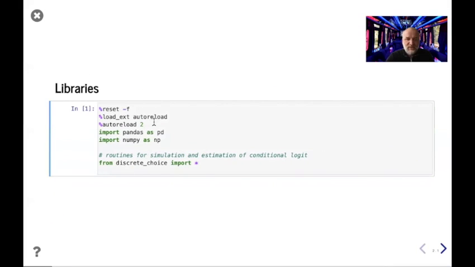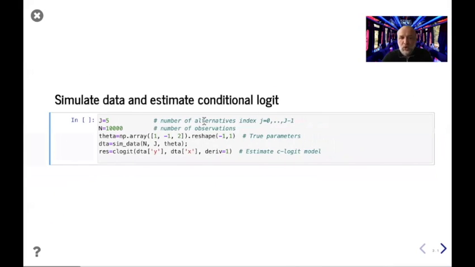So that's really the next plan. We want to simulate and estimate a data set for conditional logit. So here's the example. We're going to have J equal to 5 alternatives. They're indexed 0 up to J minus 1. And then we need N equal to 10,000 observations.